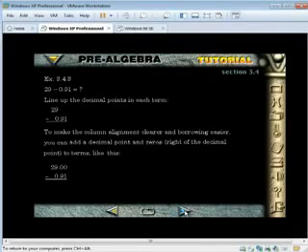Example 3.4.3. 29 minus 0.91 equals what? Line up the decimal points in each term like this. To make the column alignment clearer and borrowing easier, you can add a decimal point and zeros right of the decimal point to terms like this.